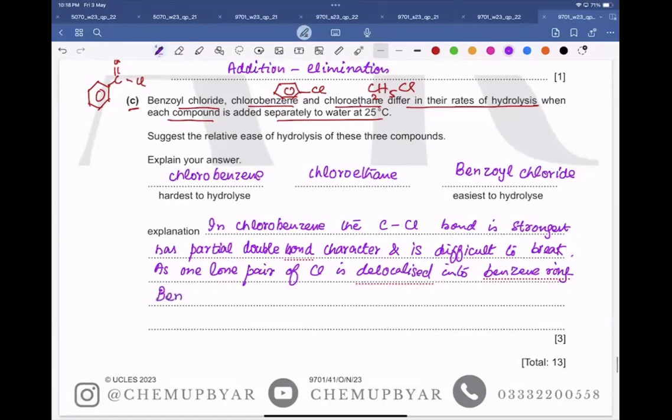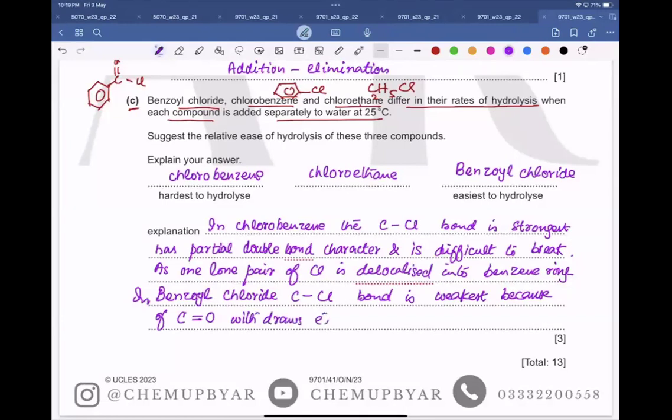Now, in benzoyl chloride, the carbon-chlorine bond is weakest because the C double bond O withdraws electrons.